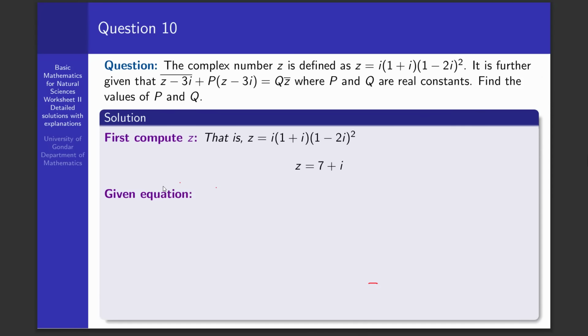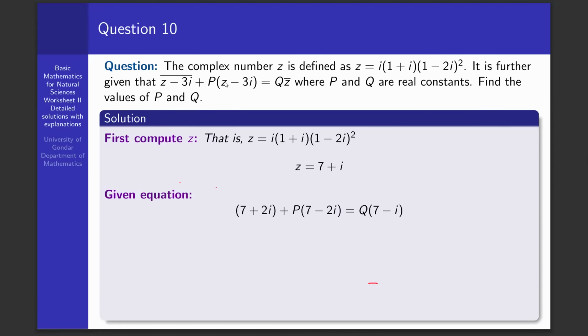Then given the equation, if we substitute it here, we have 7 plus 2i plus p of 7 minus 2i is equal to q of 7 minus i. Q of 7 minus i means the complex conjugate, because it is z bar, so that it becomes 7 minus i.